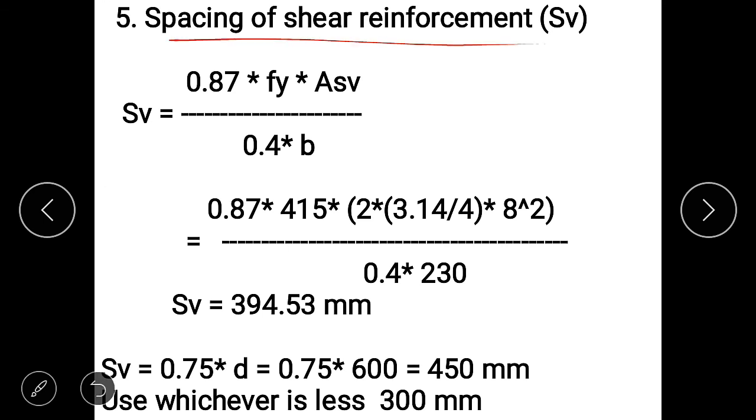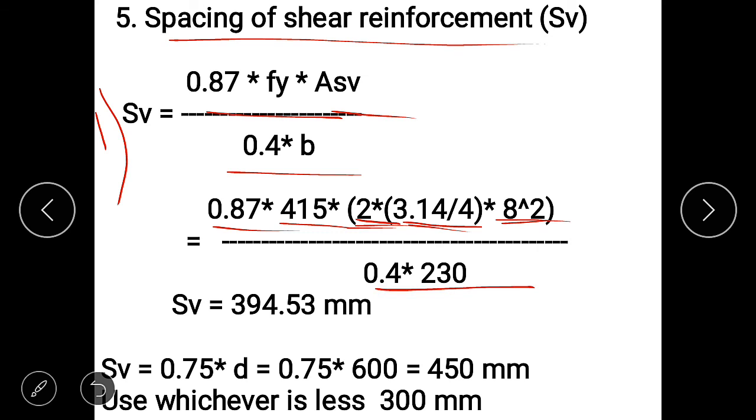Okay, so spacing of shear reinforcement SV. First step to calculate SV, the first condition, is 0.87 Fy into ASV divided by 0.4b. 0.87 Fy, Fy is 415, into 2-legged pi by 4. We provide here 2-legged 8 mm diameter stirrup. So 2-legged pi by 4 into 8 square divided by 0.4 into 230. So SV is 394.53 mm.